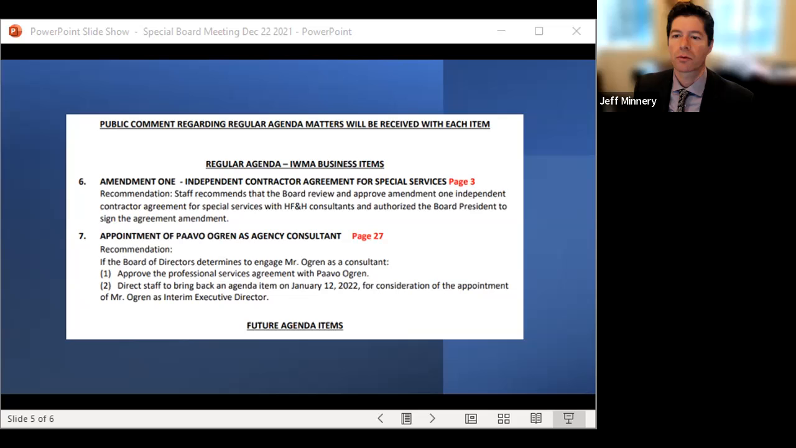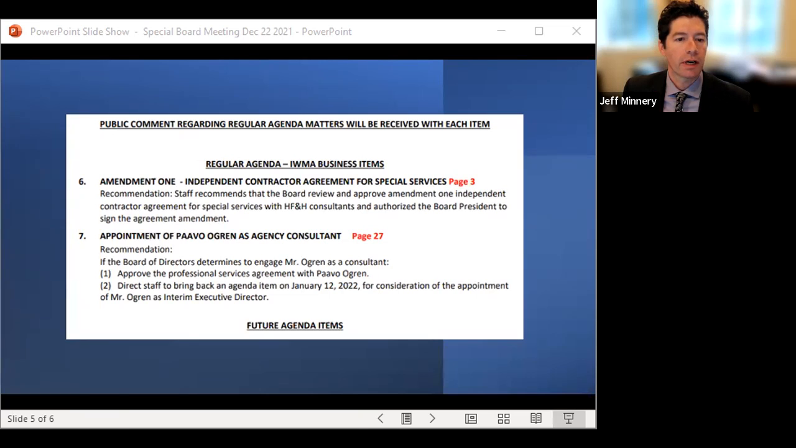Item number 7 is in regards to the appointment of Mr. Ogren as a consultant. This is a limited term engagement with the intent that Mr. Ogren would work under this consulting agreement on a specific scope of work identified in the consultant agreement attached until your next regular board meeting on January 12th, 2022.